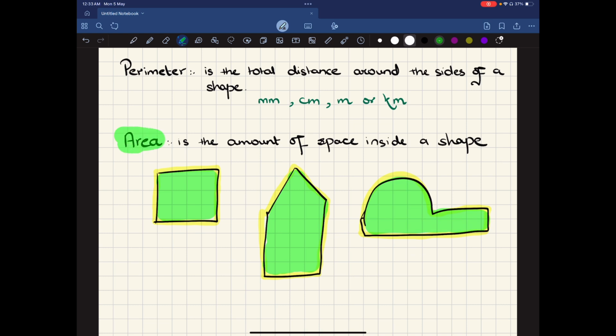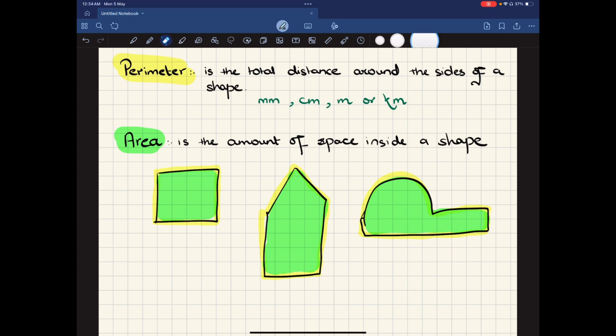Okay, so this is the area and this is the perimeter. I hope you just understand the difference between perimeter and area. How we are going to calculate is a topic that we're going to touch upon, but for now, just understand what these two terms mean.